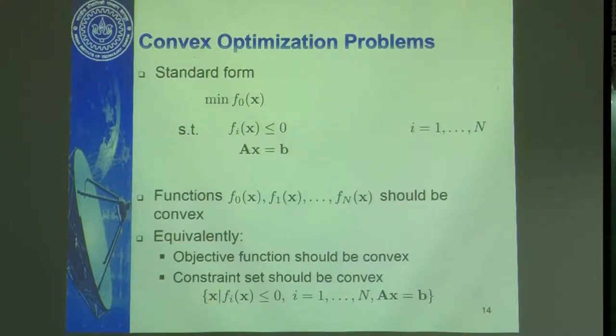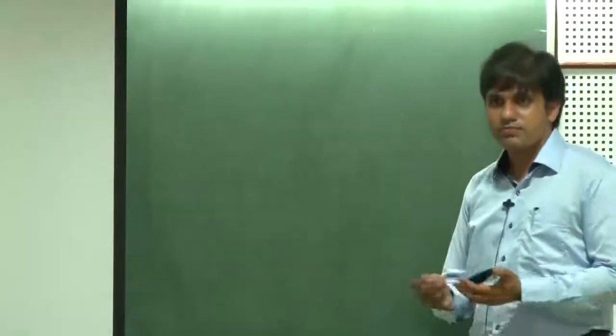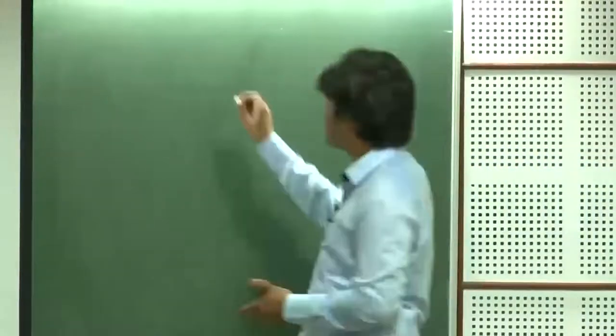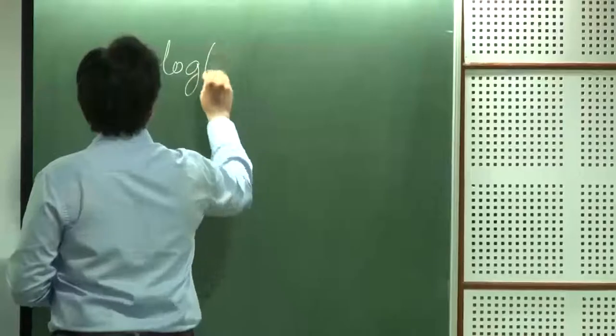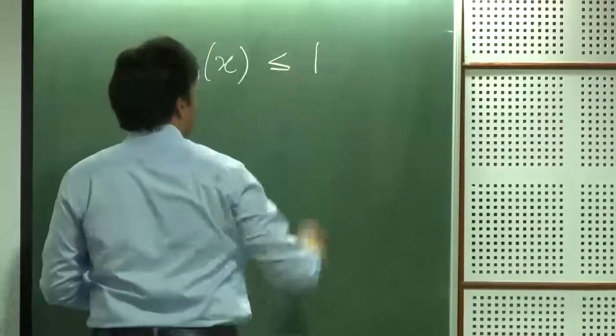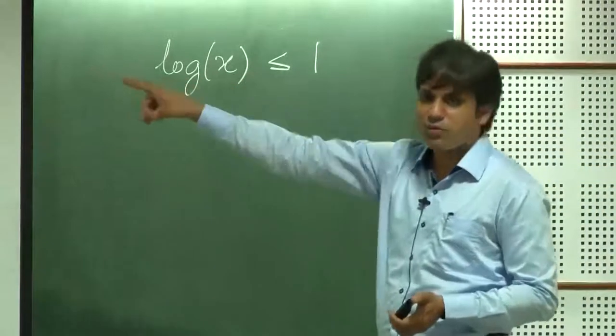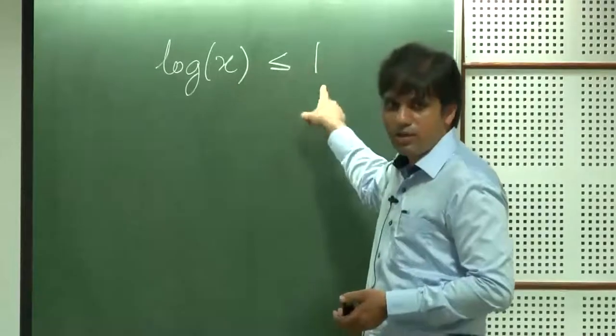So let me give you an example, where if you apply it mindlessly, it will not work. Let us say I have a constraint of the form log x less than equal to 1. Now if I don't pay attention to it, I will see, oh, I need fi of x less than equal to 0. So let me write log x minus 1 less than equal to 0.